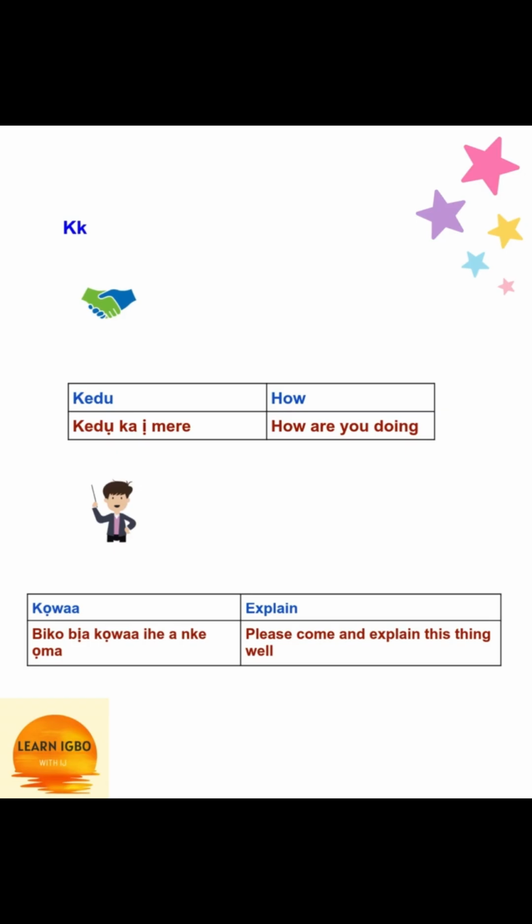Second example, kọwaa, explain. Used in a sentence: Biko bịa kọwaa ihe a nke ọma. Please come and explain this thing well. K. Kedu. K. Kọwaa. Daalunu. Thank you.